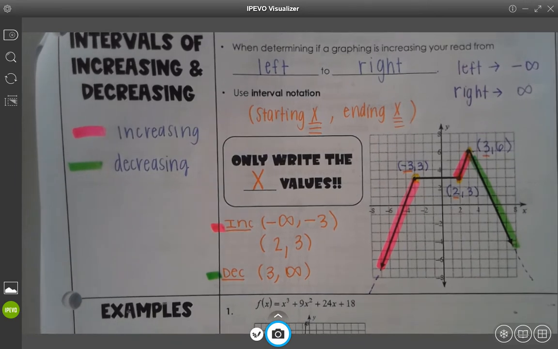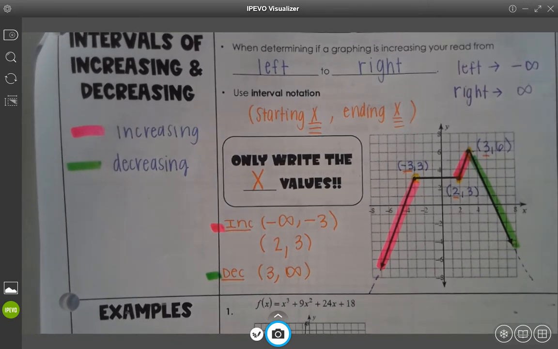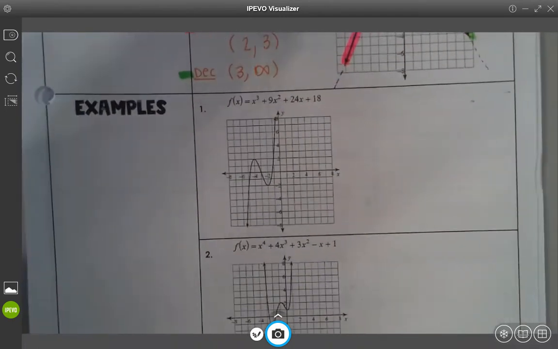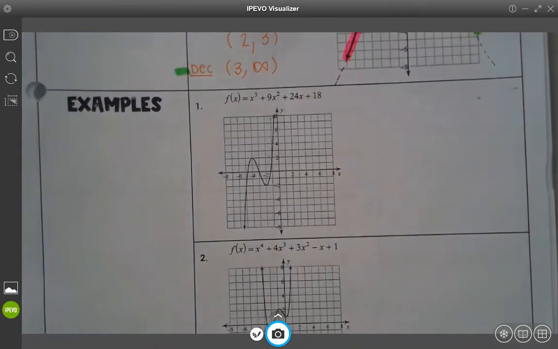And that's all you do on those. The biggest mistake that people make is they forget to put only the x values. So you have to be careful. So let's go to some examples, more like what you'll see throughout this unit.